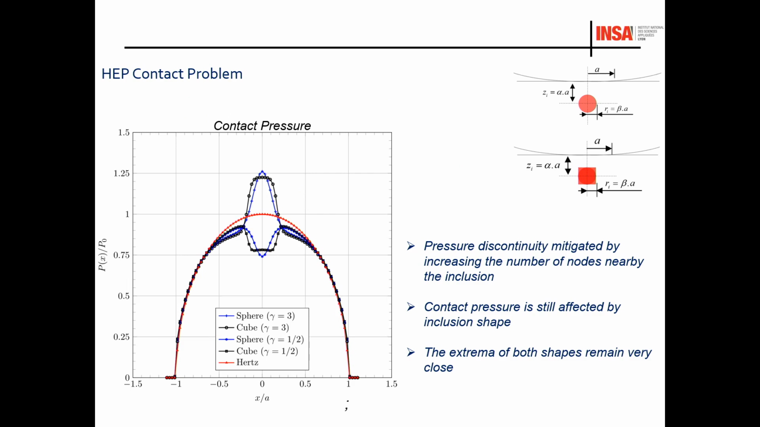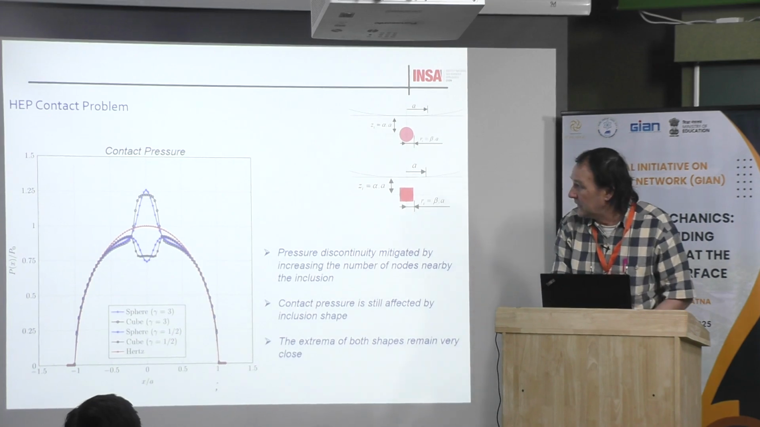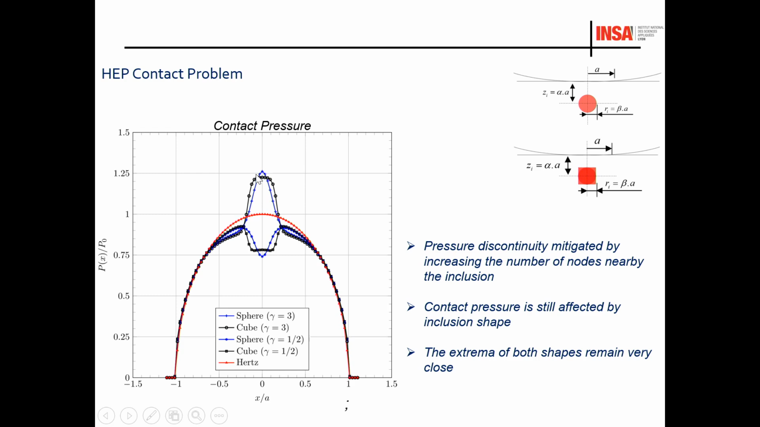Okay, this is the same. This is the difference between a sphere and a cube. As you can see, there is some difference. Logically, the blue one corresponds to a sphere, and the black one corresponds to a cube.